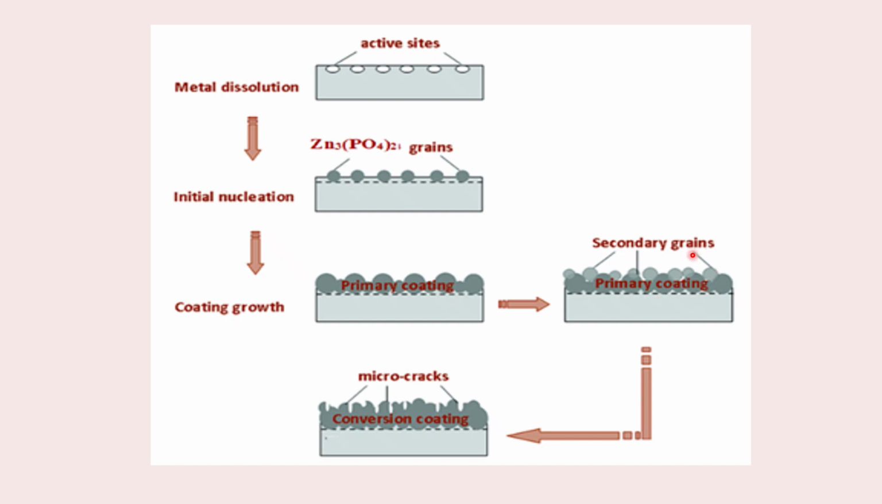Once it is coated, you have to wash it and dry it, and if you look, you have micro cracks in it. If wanted, you can go for a sealing treatment, as we have seen in molybdate coating. That is, you can apply a paint over the surface, or you can dip it in hot water so that the surface gets sealed off.